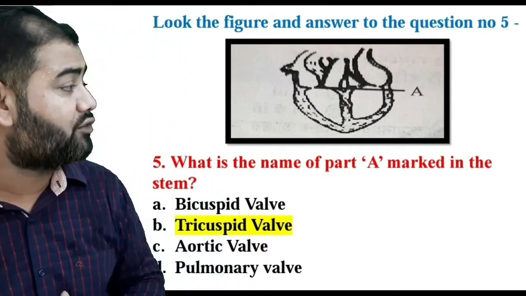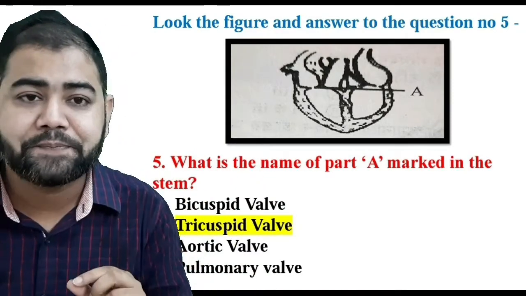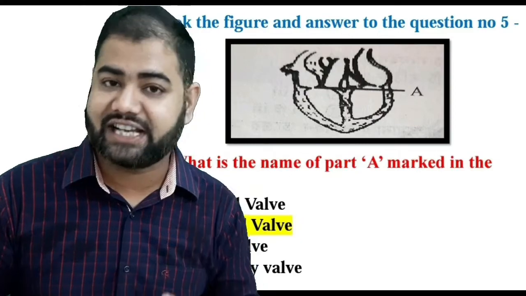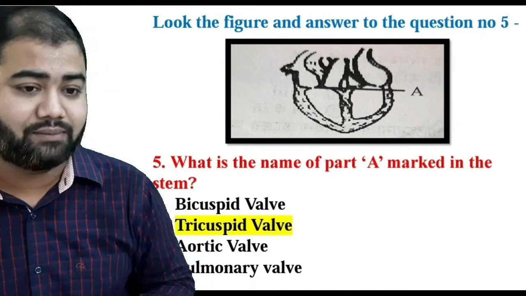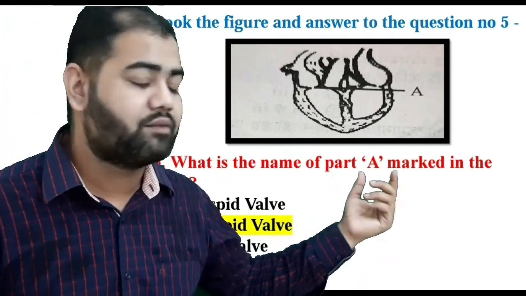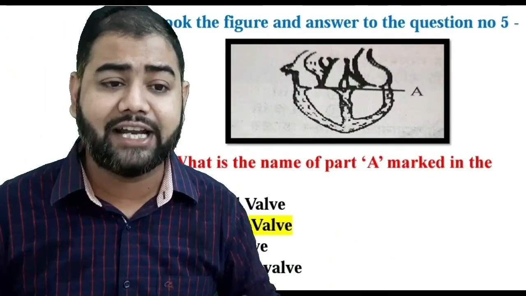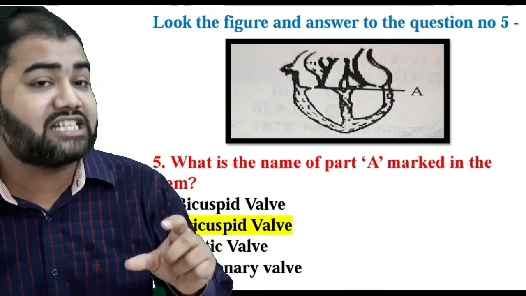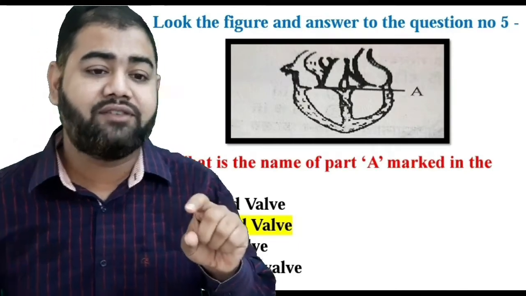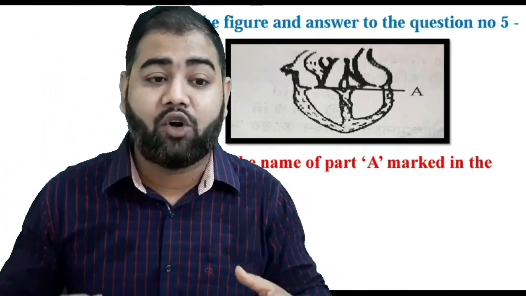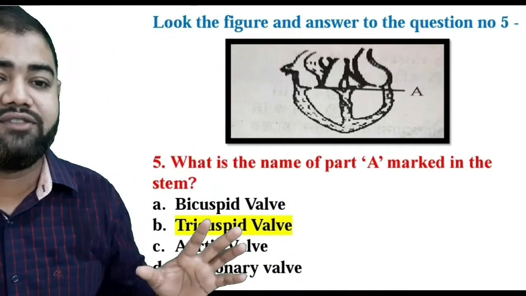Here four types of valves are available in the options. A, bicuspid valve; B, tricuspid valve; C, aortic valve; and D, pulmonary valve. Here the correct answer is tricuspid valve. Because a bicuspid valve, or mitral valve, is a dual flap valve in the heart that lies between the left atrium and the left ventricle, and it carries oxygenated blood from the left atrium to the left ventricle through this valve.